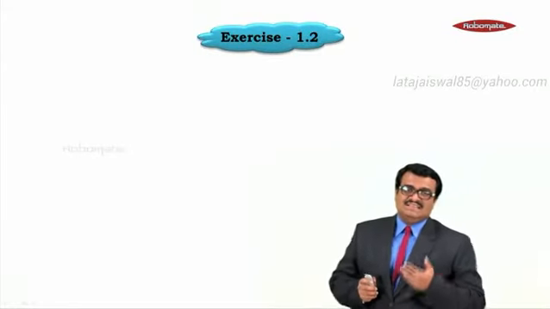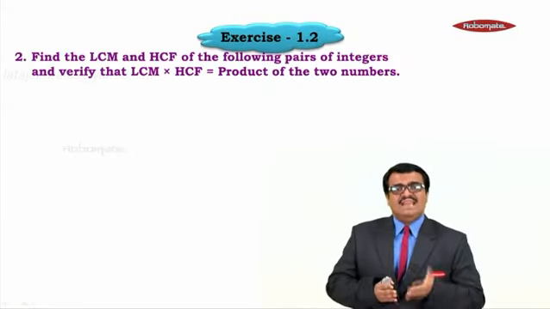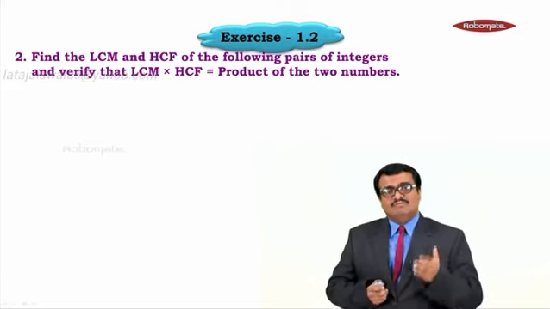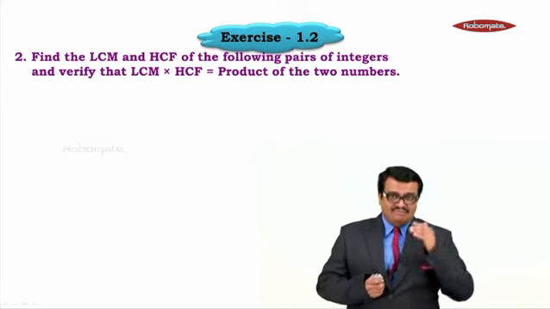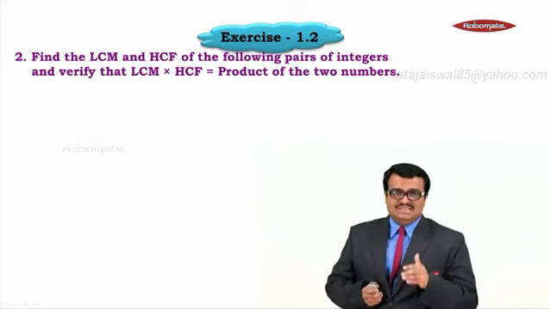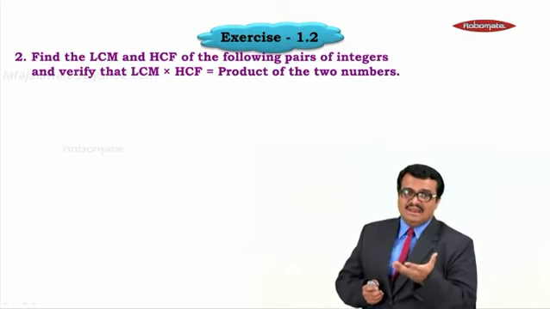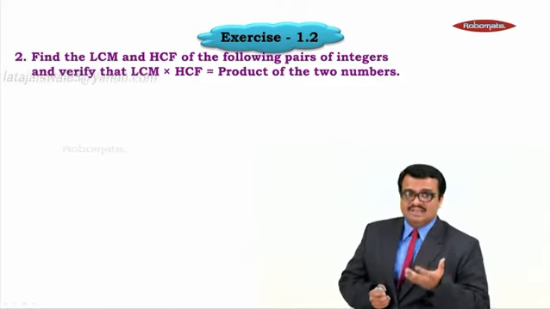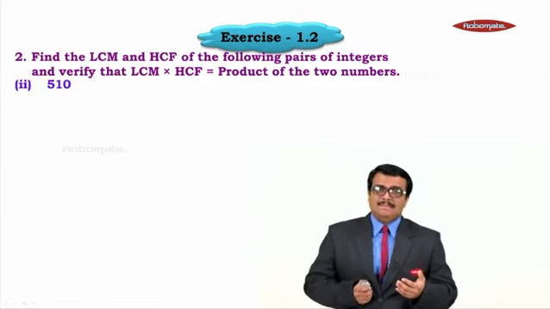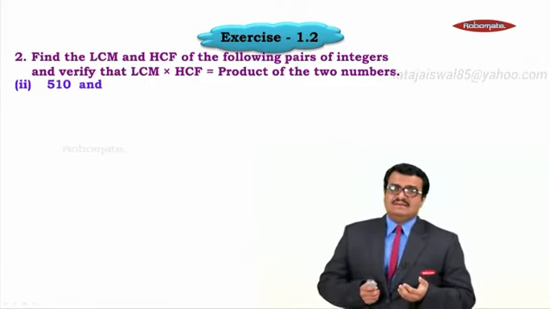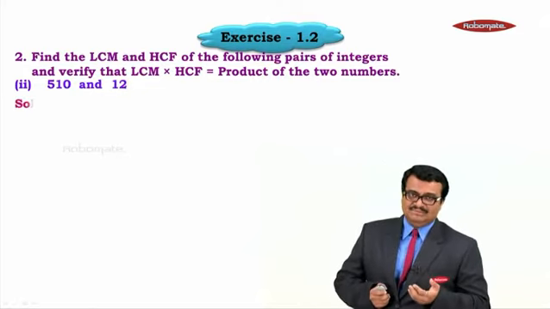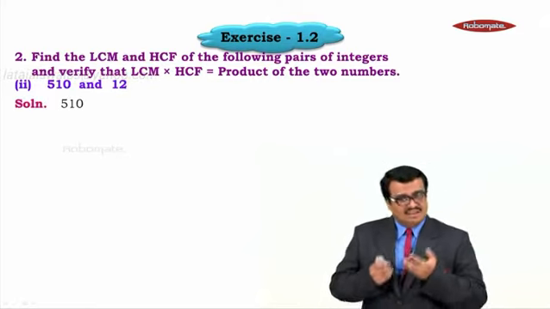Sums on this exercise 1.2. Find the LCM and HCF of the following pairs of integers and verify that LCM into HCF is equal to the product of the two numbers. That means, in simple words, we have to verify the fundamental theorem of arithmetic. Second sum: 510 is the first number and the second number is 12. Okay, so what to do?